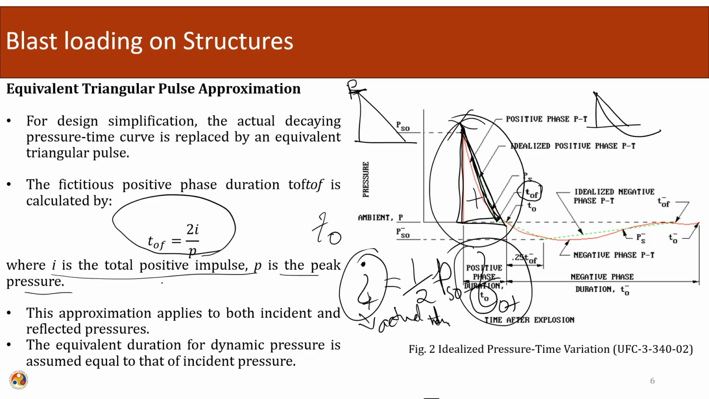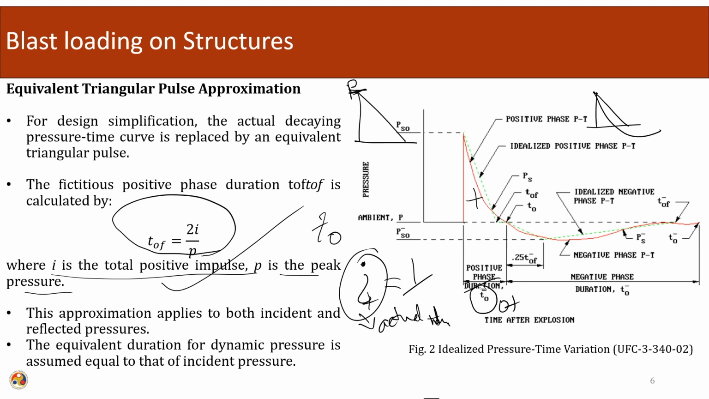This is how we are deriving the positive quantity. This green curve, this dot. This approximation applies to both incident and reflected pressure, so the same thing we can use for the incident as well as the reflected pressure. The equivalent duration for dynamic pressure is assumed equal to that of the incident pressure. The same thing can be done for the reflected pressure also.